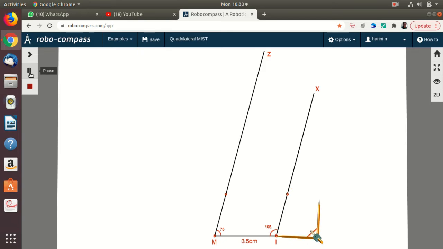To cut an arc of length 6.5 centimeters, what you should do first is take your compass and take a radius of 6.5 centimeters. Then with I as center, we should cut the arc of radius 6.5 centimeters, which will intersect the ray IX at S. So this arc and the ray IX are making an angle of 105 degrees at I. The arc cuts the ray, so that point of intersection is going to become your S.